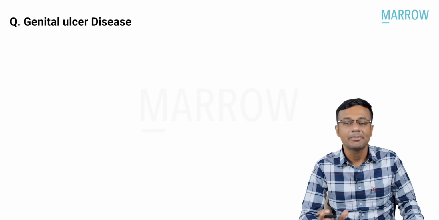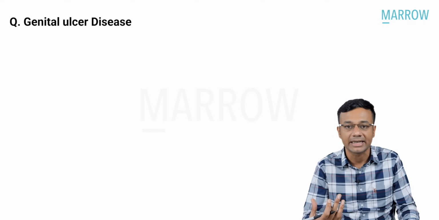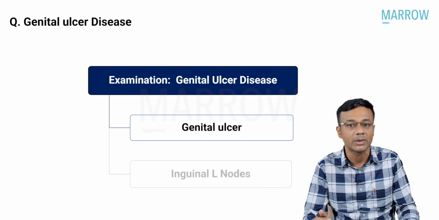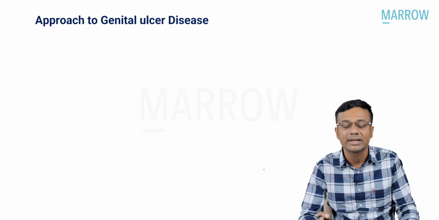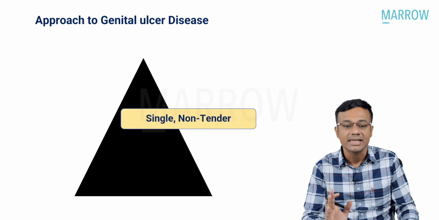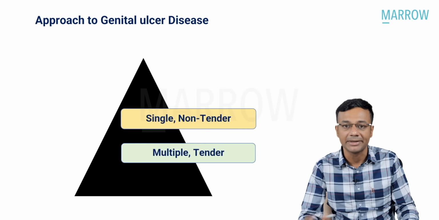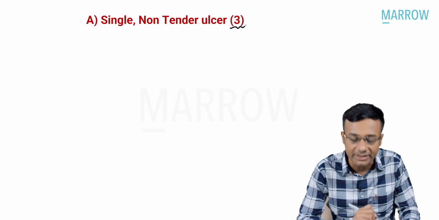Now let us take up a very important topic of genital ulcer disease. In this context, we examine the genital ulcer, then we examine the inguinal lymph nodes. So ulcer examination, lymph node examination. Let us look at the genital ulcer disease. We classify the genital ulcers into 2 categories, single and non-tender, multiple and tender. Under single and non-tender category, we have 3 important diseases.